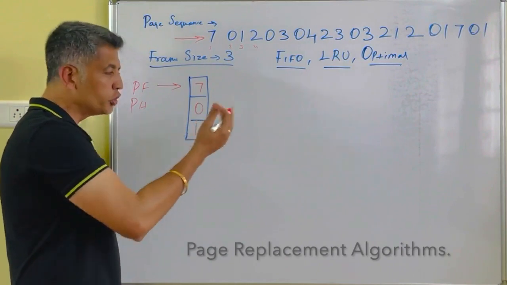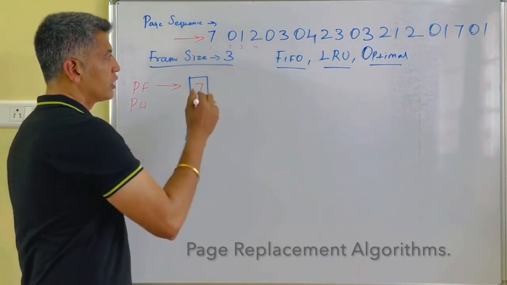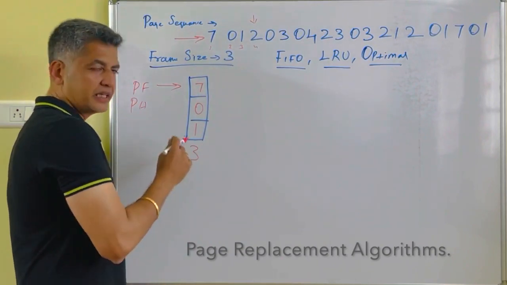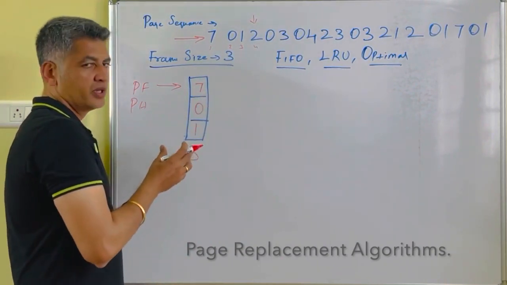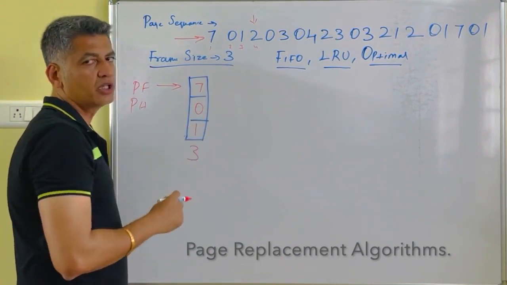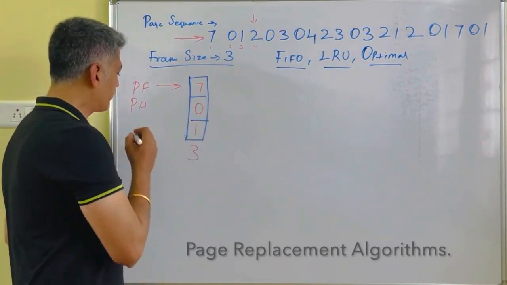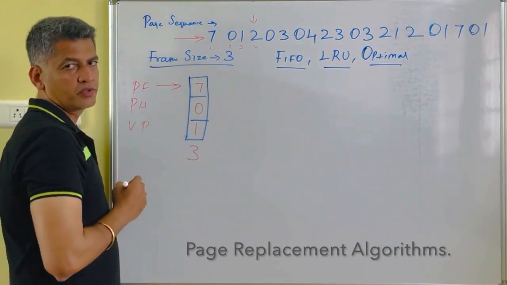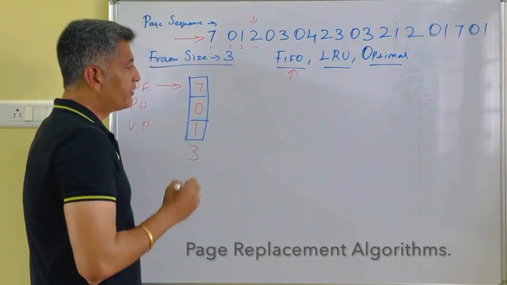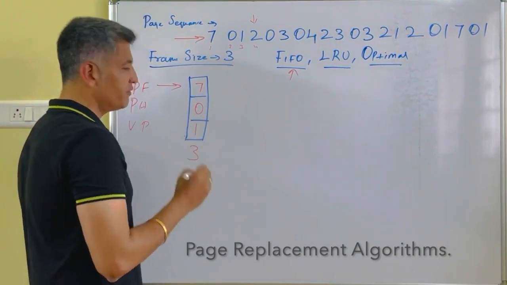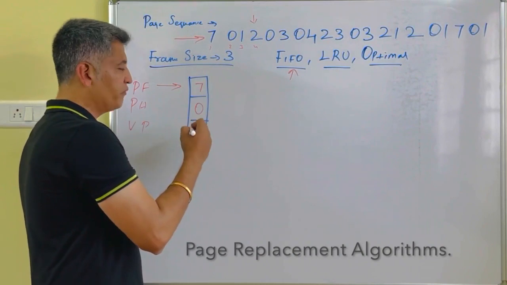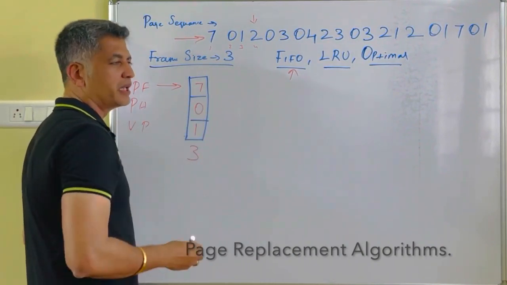There is no space for a new page to enter. The required page now is 2, but there is no space in the frame, so I need to go for a replacement. I need to find out the victim page. To find the victim page, the operating system uses the first in first out algorithm, which means the page that came into the frame first will be replaced.